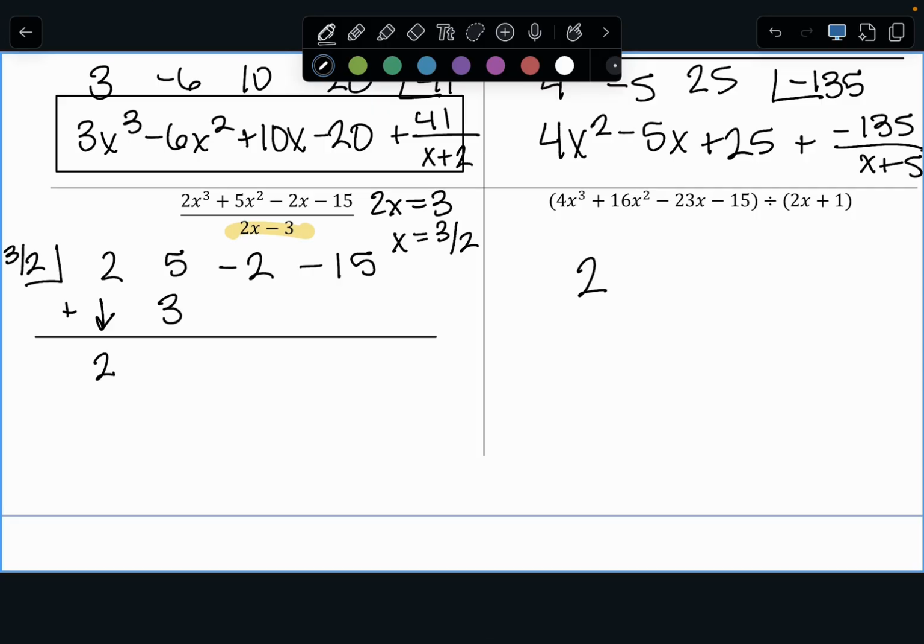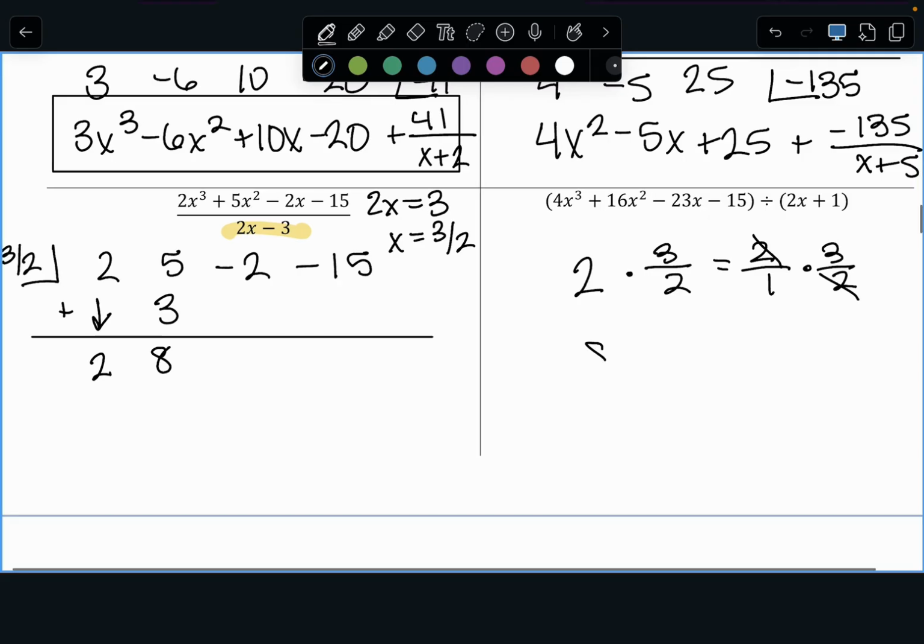Let's do that out here. 2 times 3 halves is the same as 2 over 1 times 3 over 2. Cancel, cancel. We get 3 over 1, which is 3. Fractions are crazy. Then we add. We get 8.